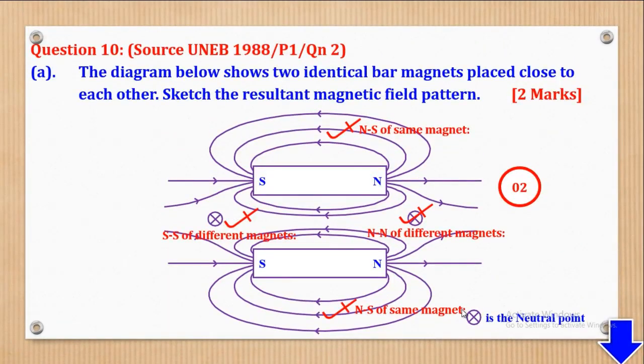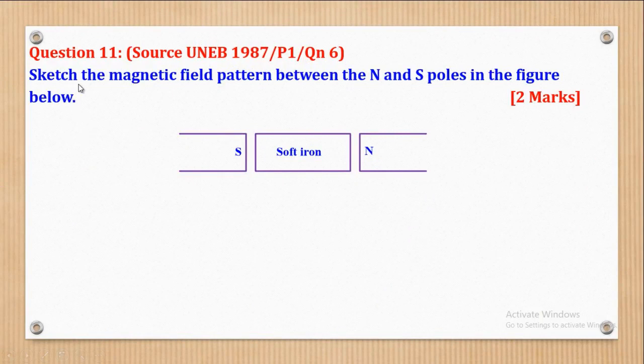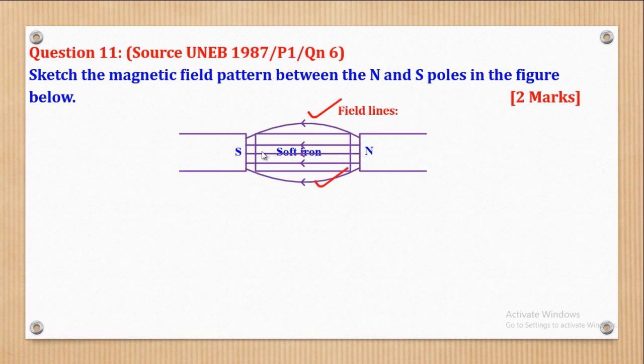So that was question 10. Now let's go to question 11. Question 11 says sketch the magnetic field pattern between the north-south poles in the figure below. So this is the south pole, north pole, and this is the soft iron. So the field pattern will be in that form, running from north to south. Half a mark for the field lines, and full mark for the correct direction. So basically that's how the 2 marks could be got.